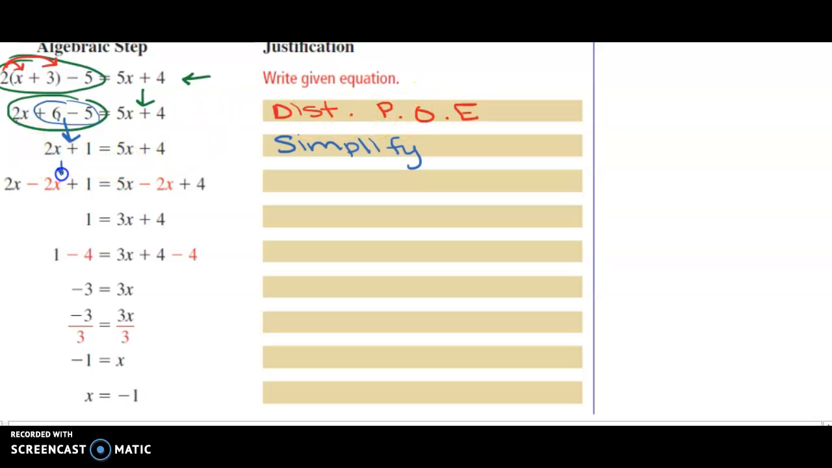From here to here, 2x plus 1 equals 5x plus 4 changes to 2x minus 2x plus 1 equals 5x minus 2x plus 4. Notice we are introducing this minus 2x on both sides of the equation. Subtracting the same thing from both sides of the equation is the subtraction property of equality. Now once again, let's do some math. 2x minus 2x, they go away. 5x minus 2x is 3x. So all we did here is we simplified.